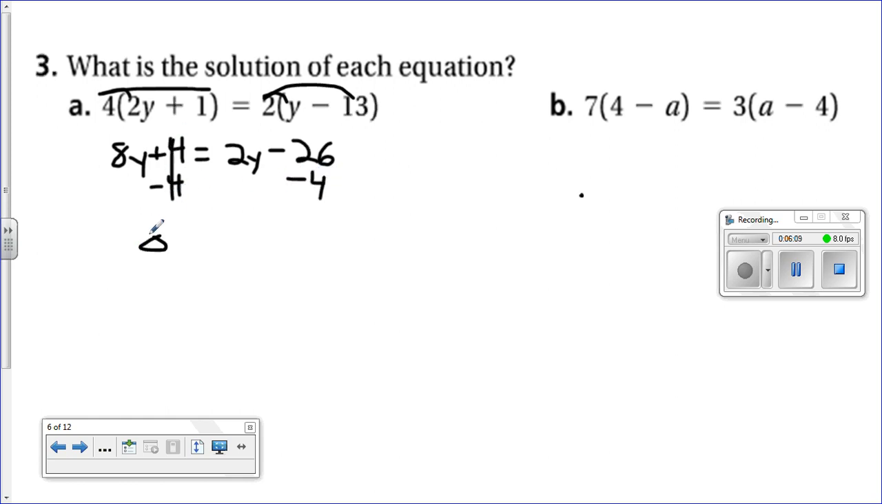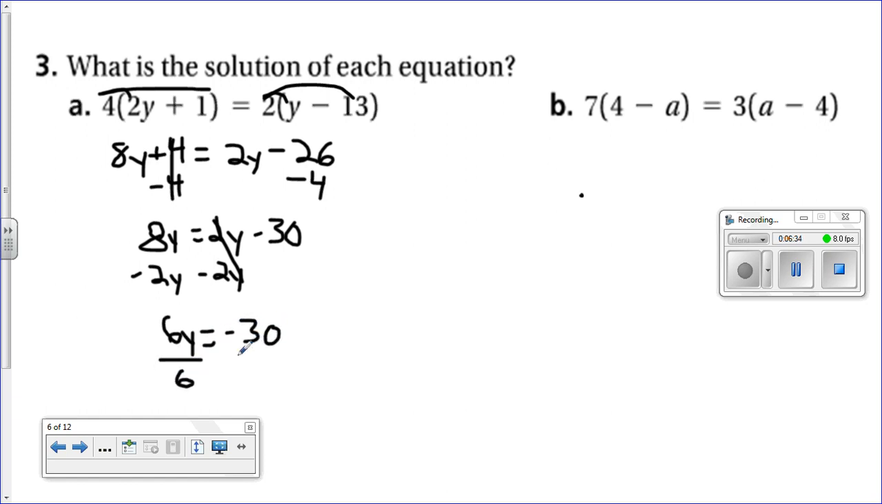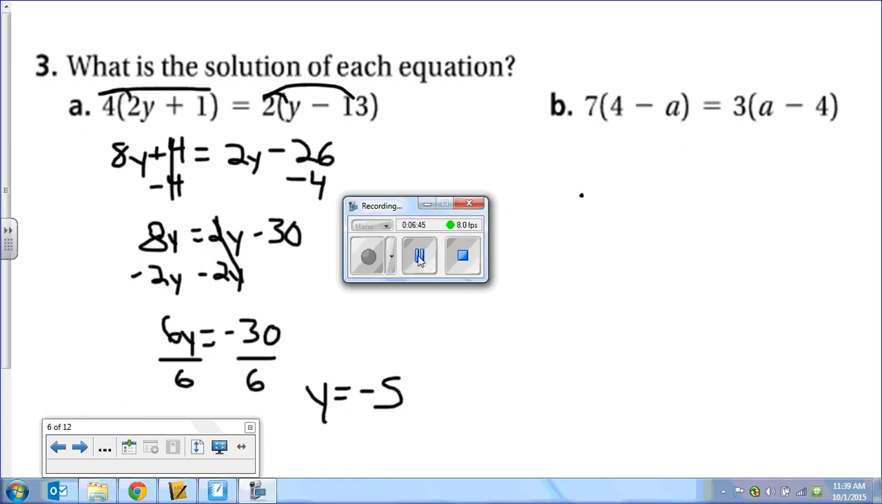When I do that, I get 8y equals 2y minus 30. And then if I subtract 2y, these cancel, and we are left with 6y equals negative 30. Don't forget about that negative. Divide by 6, and we get y equals negative 5. Go ahead and pause the video and try to do B on your own.